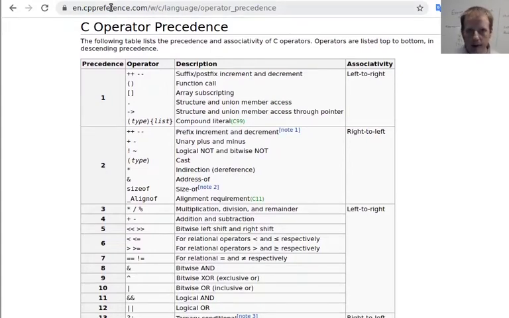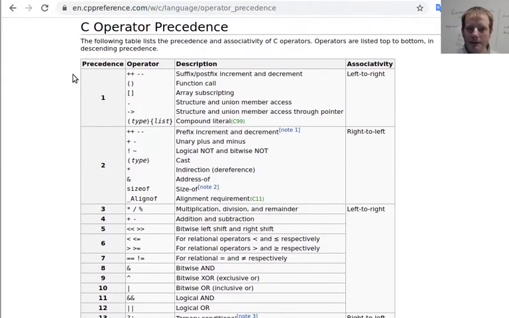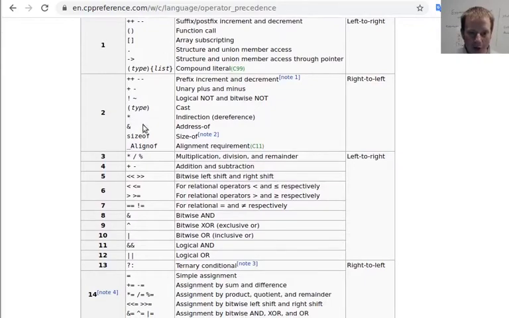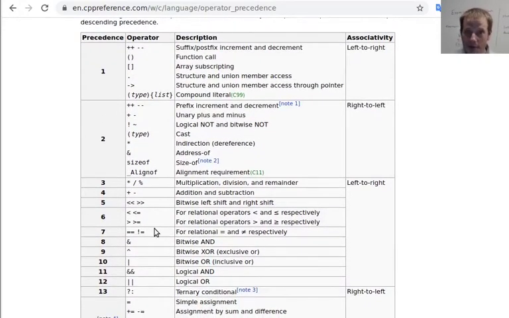There's other similar pages online that have precedence and associativity, but I happen to love this particular website because it's very clean and simple, and it doesn't start out with a description of what some blog poster's day was like. So this is all of the operators in C. You'll notice that there's a lot of them. We haven't used most of these.